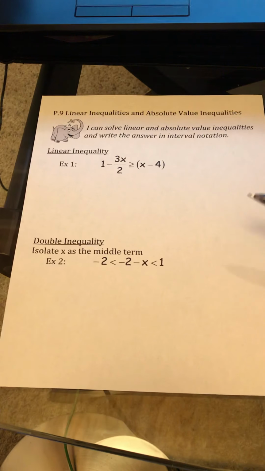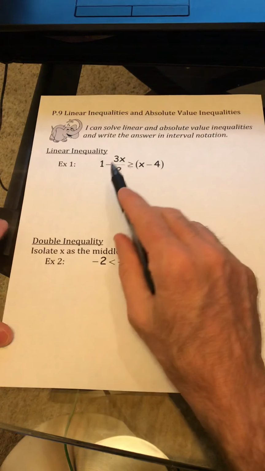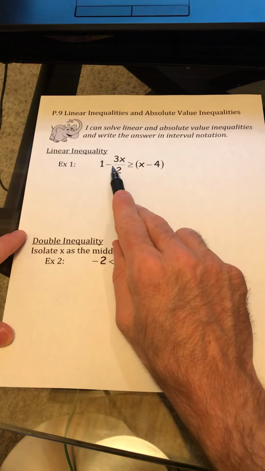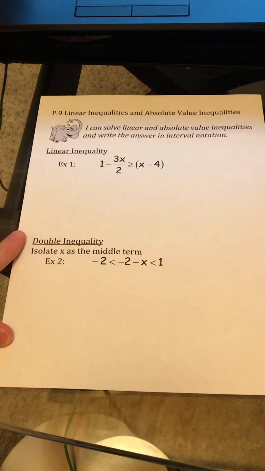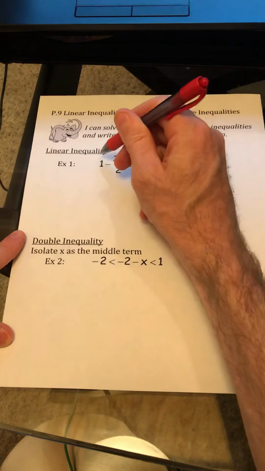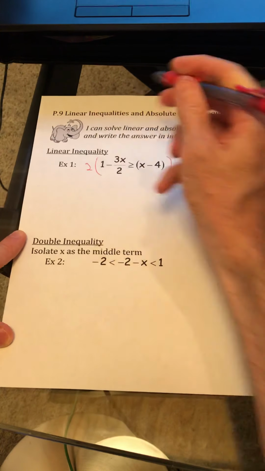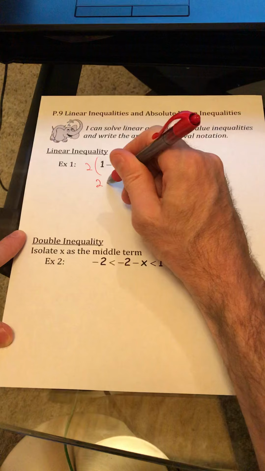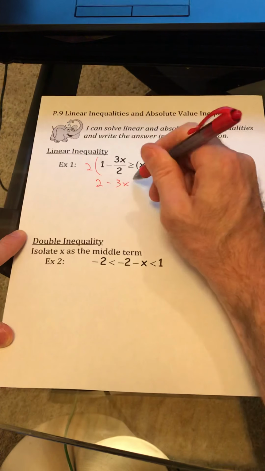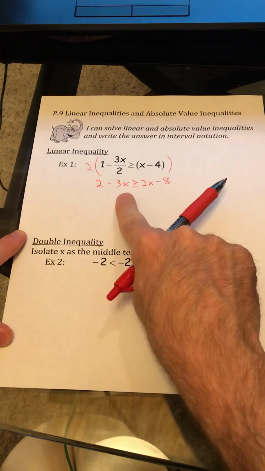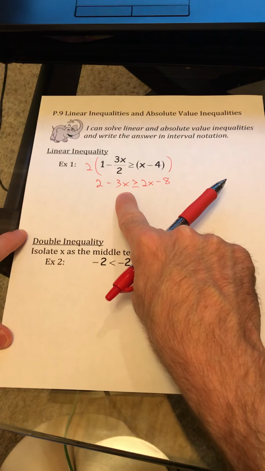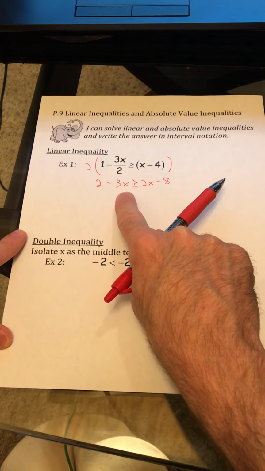So, if we have something like example 1 here, where we have (1 minus 3x) over 2 is greater than or equal to x minus 4, one thing that you certainly have as an option, if you look at this and say, hey, I don't really like the fraction there, is to just multiply everything by 2, so 2 minus 3x is greater than or equal to 2x minus 8. Certainly not a requirement, but something that you might find as a helpful option there.